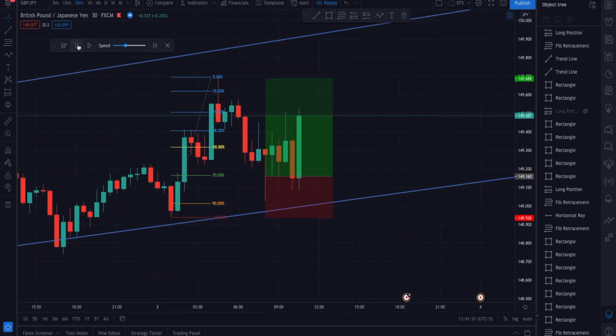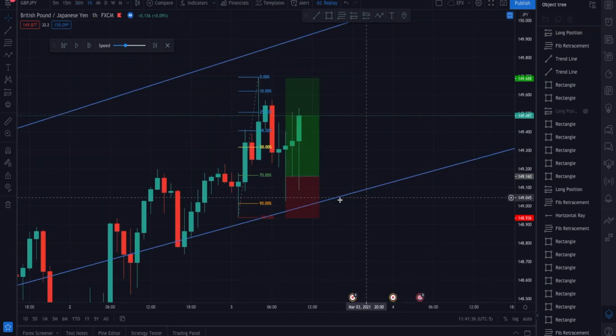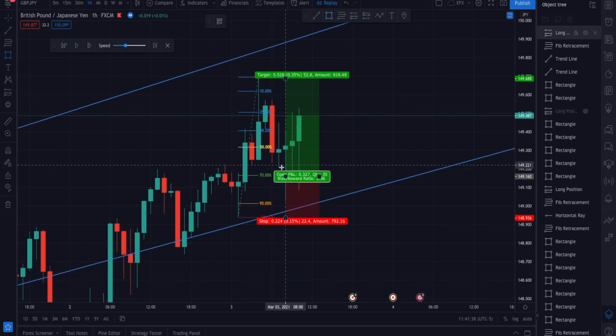Hey, it keeps coming. What did it do? It kept coming, retesting. Let's go to the 1 hour again. Kept coming, retesting, but you see all of these candles right here.